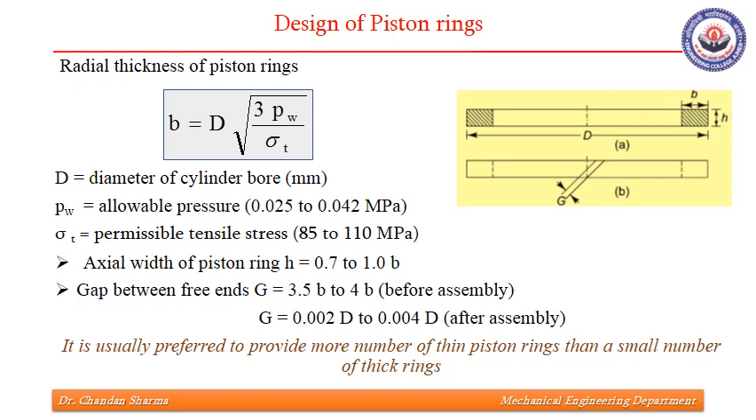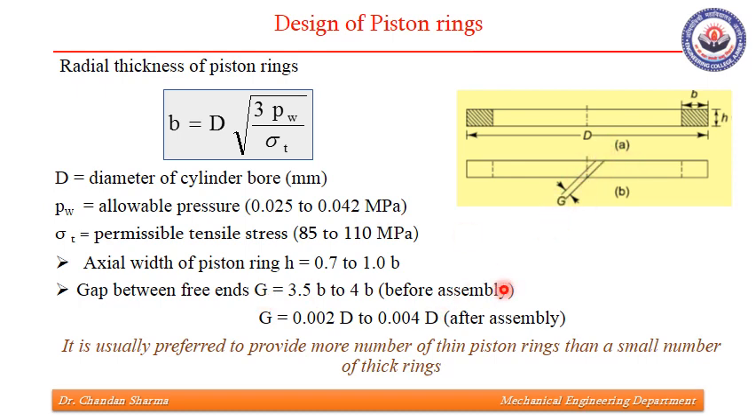This is the formula which we use for finding radial thickness of piston ring, where D is diameter of cylinder bore, Pw is allowable pressure, sigma T is permissible tensile stress for the piston ring material. We can find B using this formula, and we can find H in terms of B. H is axial thickness, which is this. It is 0.7 to 1 into B. We can also represent G in terms of B and D. G is gap, which is this.